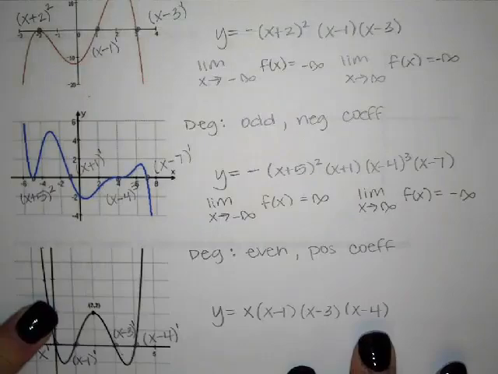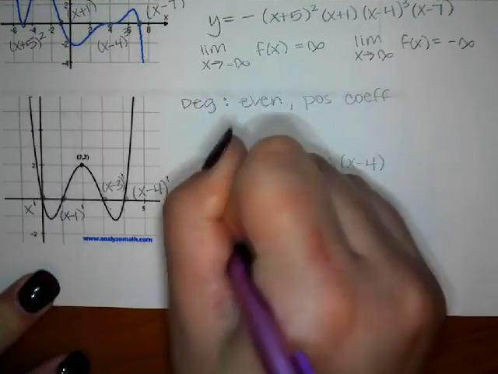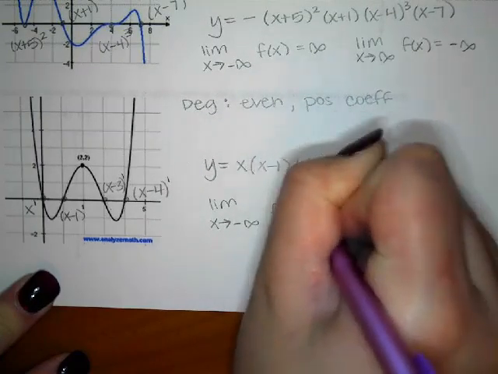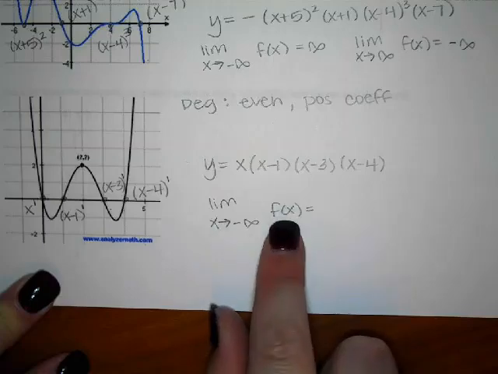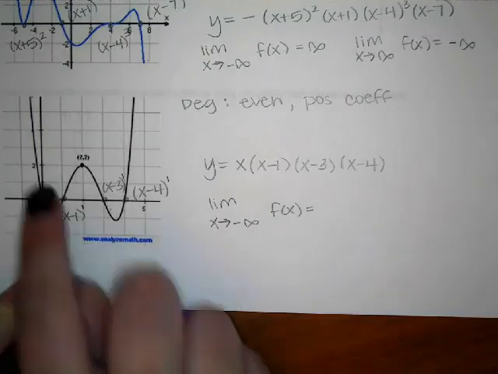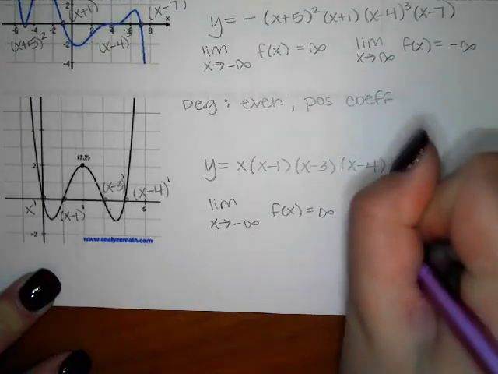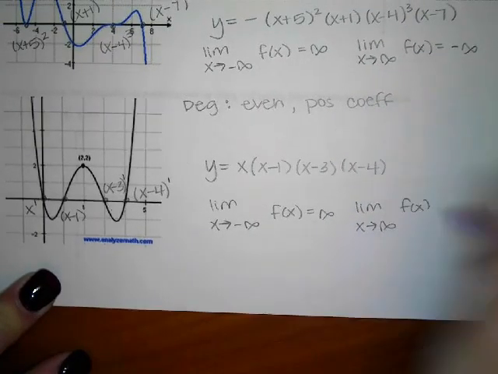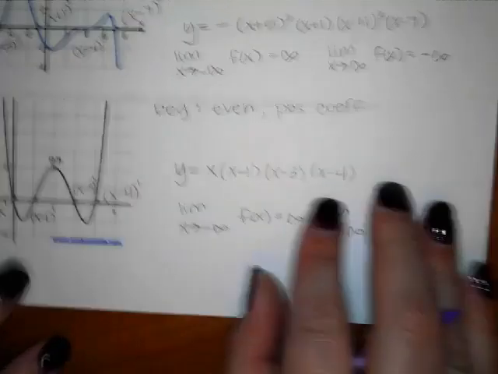All right, last one. I'm going to look at the left arrow. So limit as x goes to negative infinity of the function, telling me to look at the left arrow. The left arrow goes up. This one's telling me to look at the right arrow. The right arrow also goes up. All right.